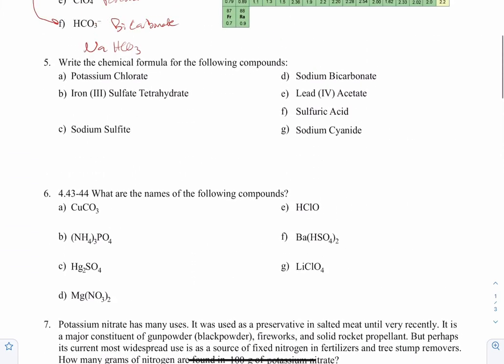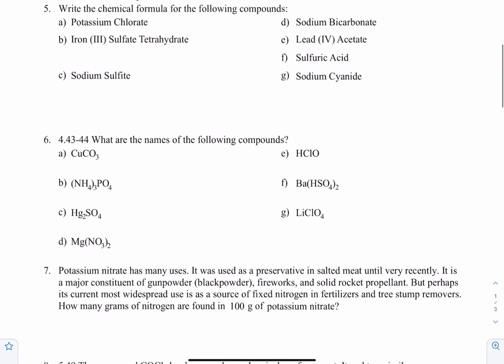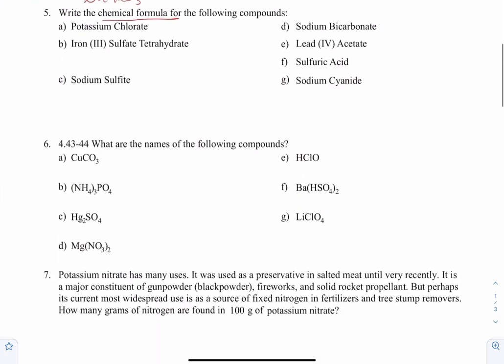All right, so on to number 5 then. Write the chemical formula for the following compounds. Okay, these chemical formulas, because we've been covering ions, will be ionic bonds. Based on what we've done in the previous video on naming, we'll use those rules now with these polyatomic ions to see if we can name them as well.